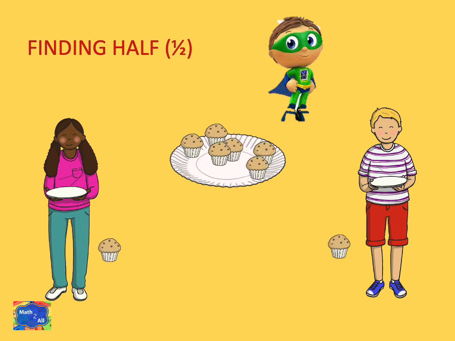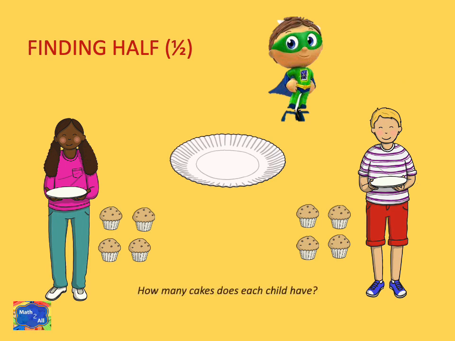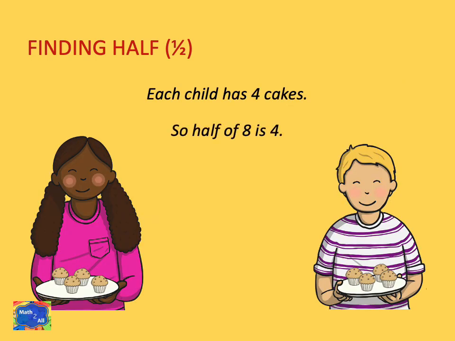1, 2, 3, and 4. How many cakes does each child have? Each child has 4 cakes, so half of 8 is 4.